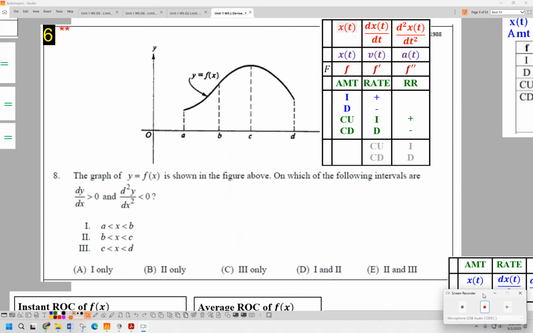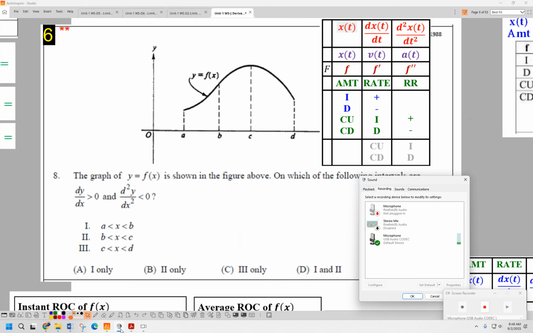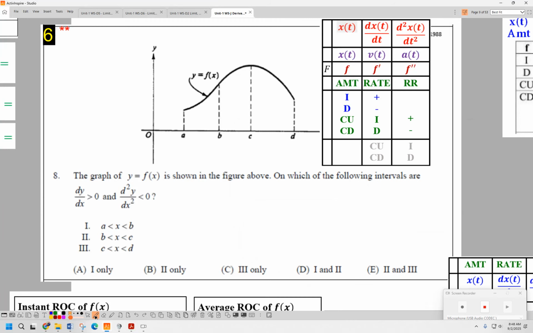Okay, so you've seen this symbol before. Sure the mic's still working. Yep. Okay, you've seen this symbol before.